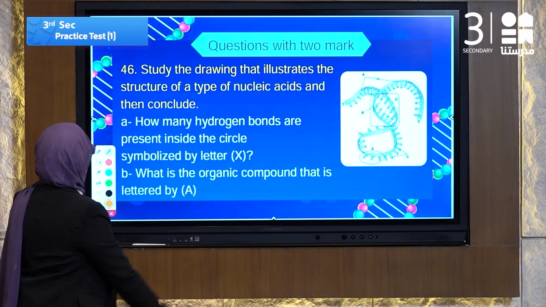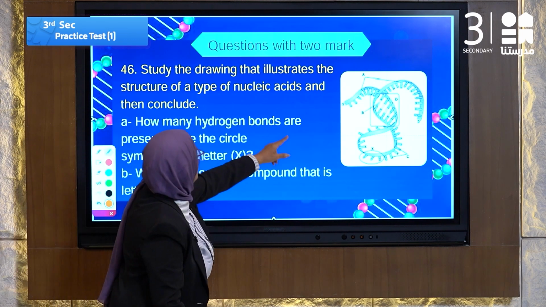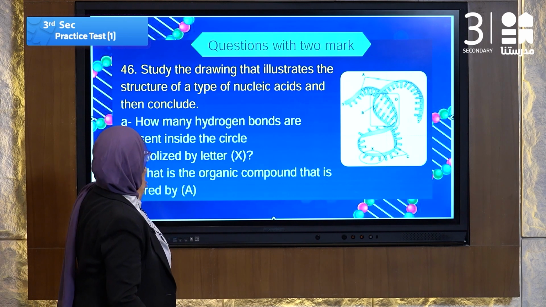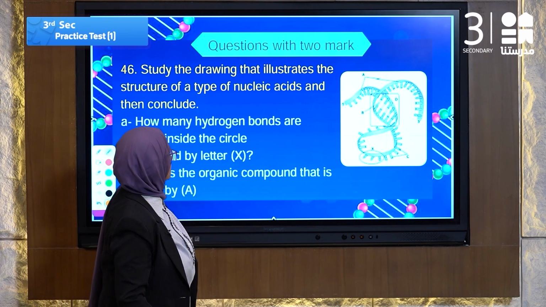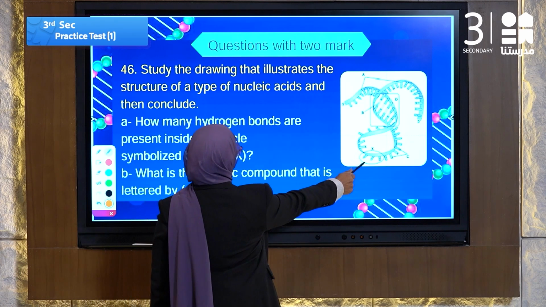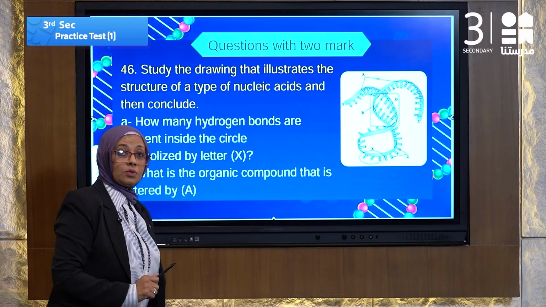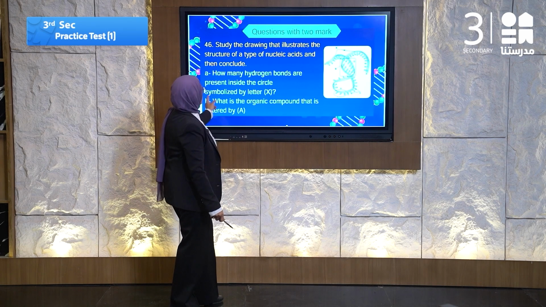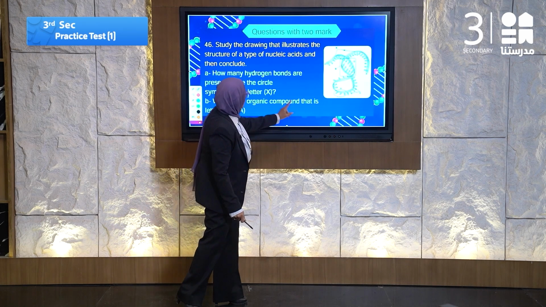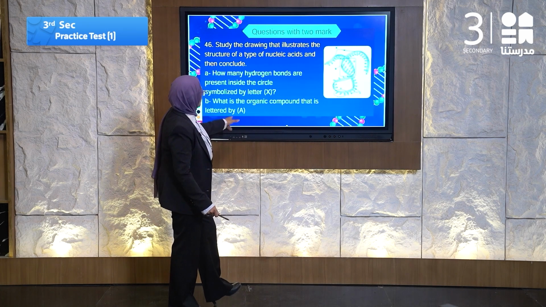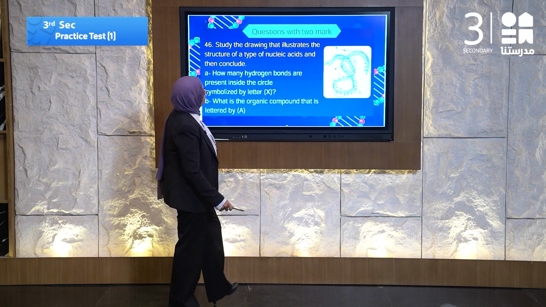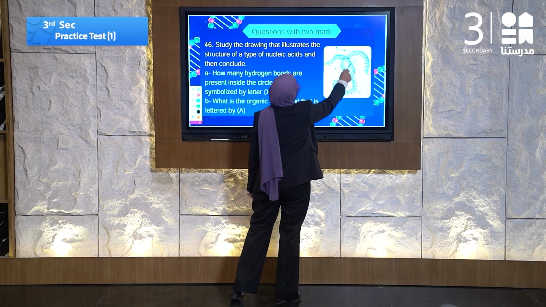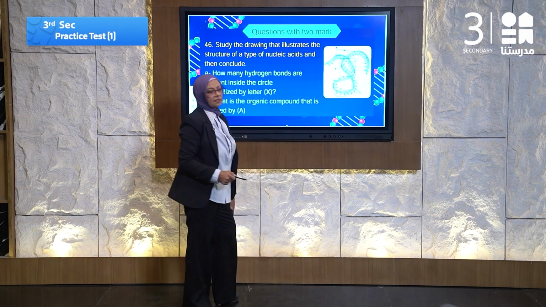And then conclude. A, how many hydrogen bonds are present inside the circle symbolized by letter X? Yes, hydrogen bond with a single strand. B, what is the organic compound that is lettered by A? Organic compound A. It is a part of a nucleic acid. Let's go to answer.